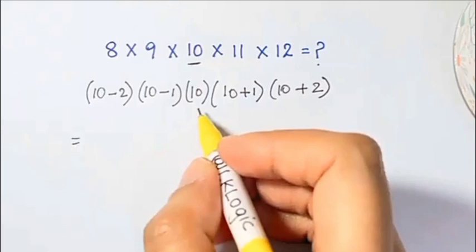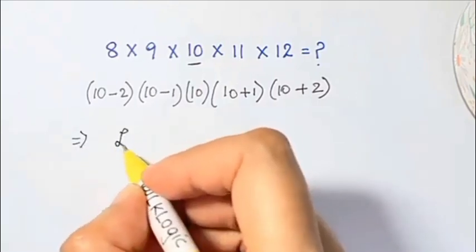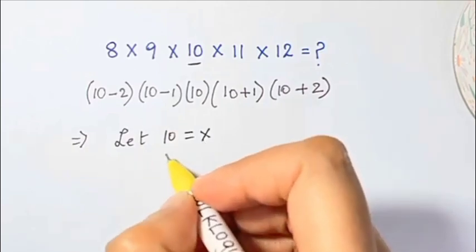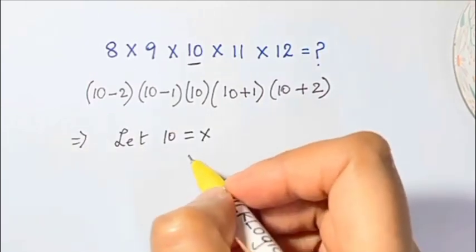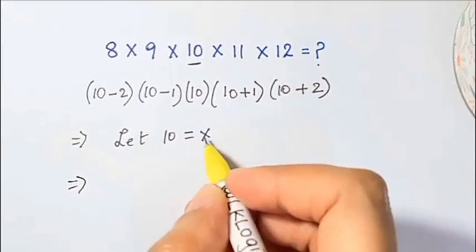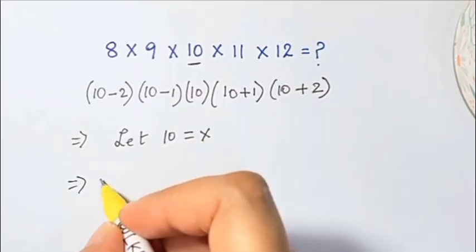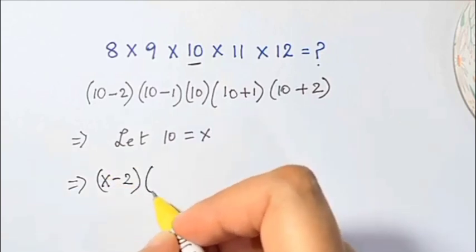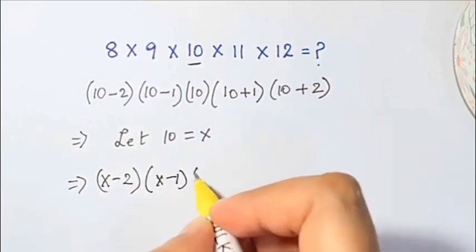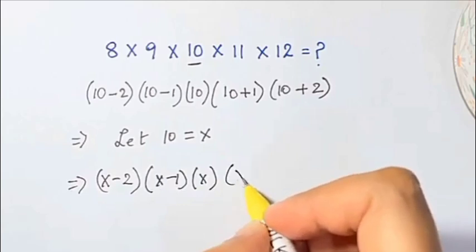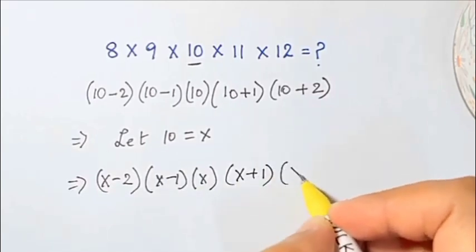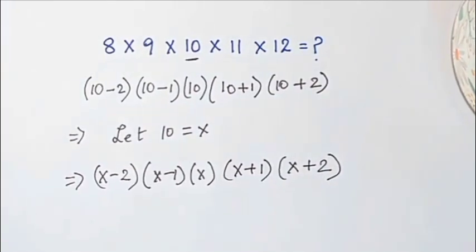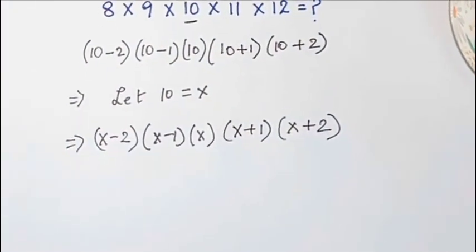Now what we are going to do is let 10 equal x. X is equal to 10. So here we're going to substitute x in place of 10. So we have x minus 2 times x minus 1 times x, and then x plus 1 and x plus 2. The easiest way to solve the problem. So let's do it.